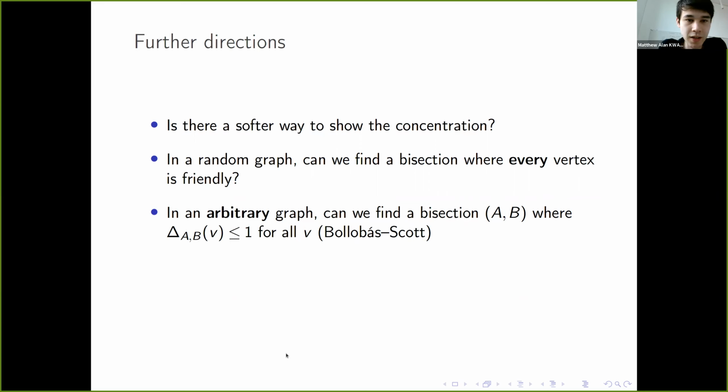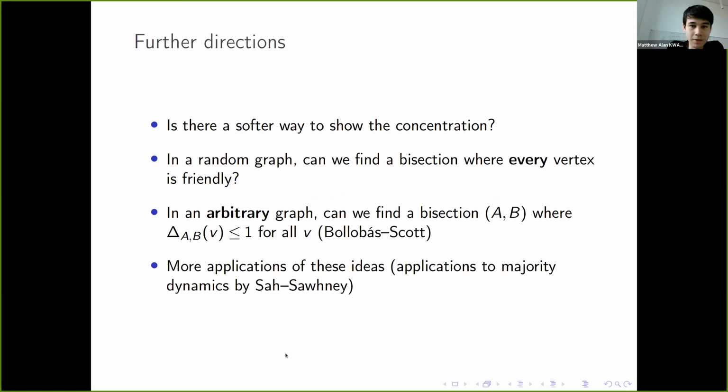So Balabash and Scott conjectured that in any graph at all, you can always find a bisection where every vertex has friendliness at most 1. This is like the counterpart of Stieglitz's theorem. That's probably really hard, but I would be really interested even if you could give me some kind of deterministic property that a large class of graphs satisfy, and which have an almost friendly or almost unfriendly bisection. So even for quasi-random graphs, I think this would be very interesting. And maybe you can even use the same random process that I described today, where you repeatedly take random friendly vertices and swap them. But if the graph isn't random, then I don't know how to analyze this process.